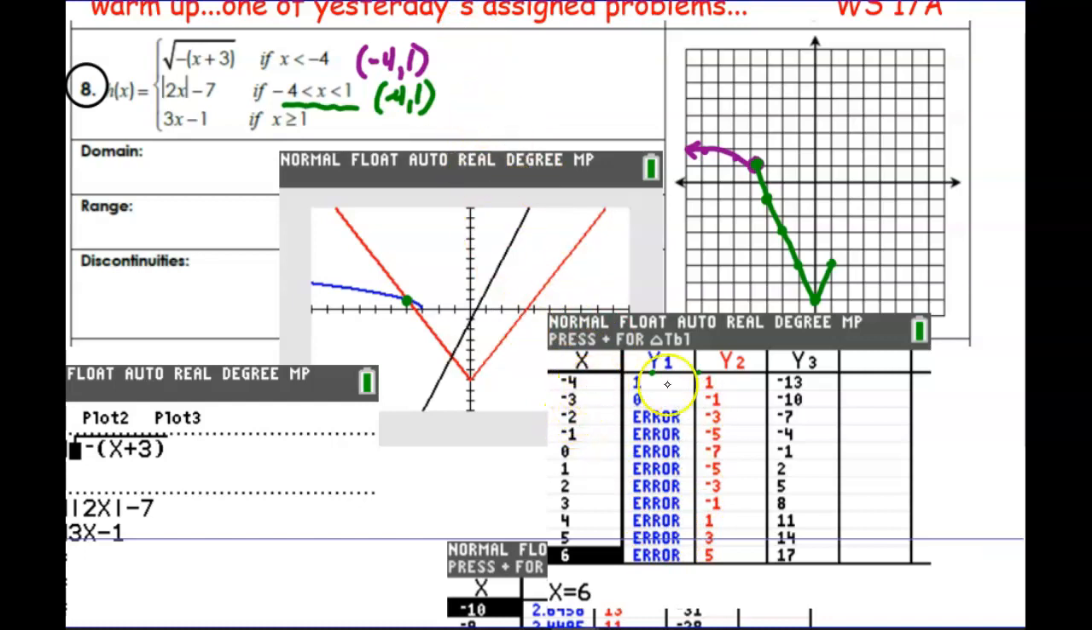So we had -4, 1, -3, -1, and so on down to 0, -7, sorry. And then the last one was 1, -5, and that 1, -5 was a less than, not a less than or equal to.